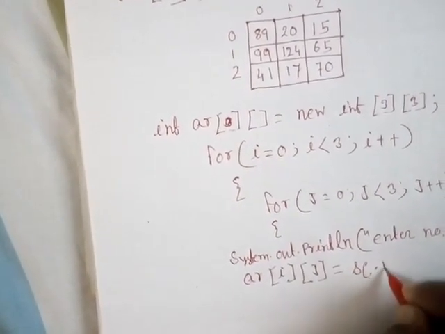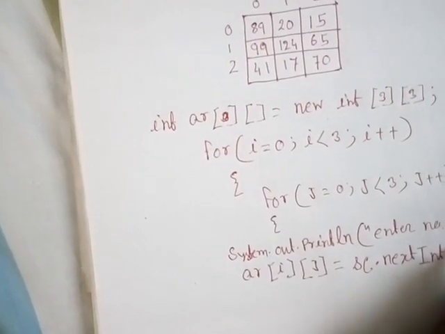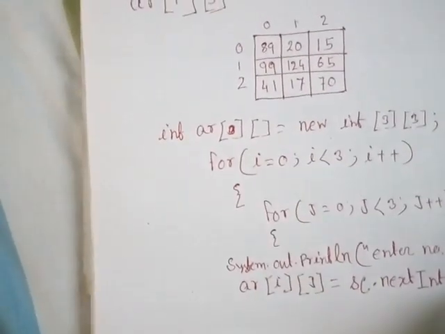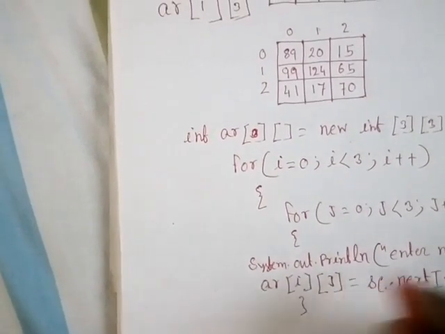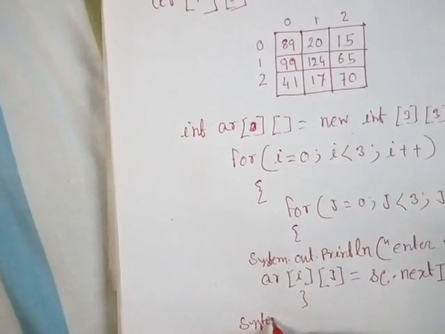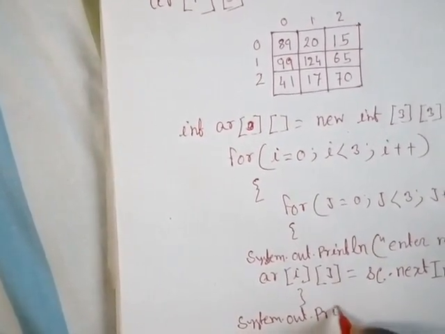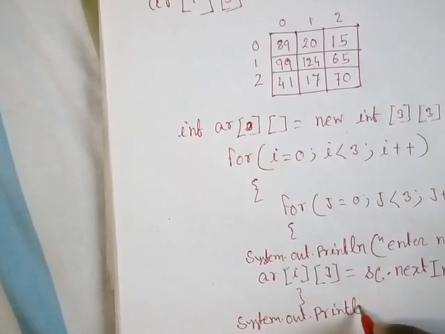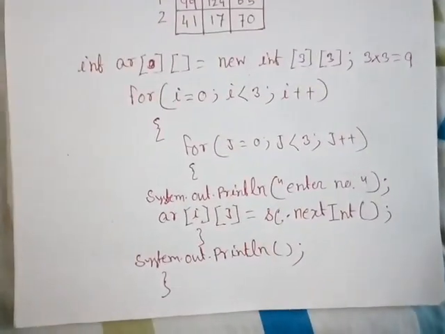SC dot next int, SC dot next int. This one is complete, and here we have to write System dot out dot println only. See, the for loop has finished.